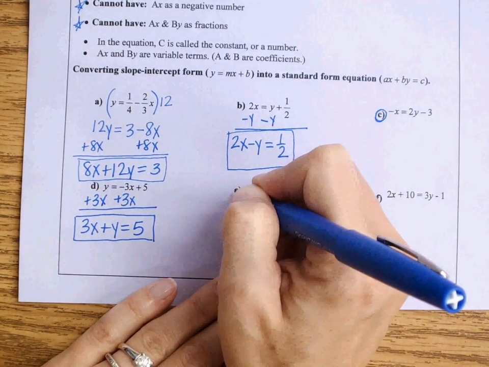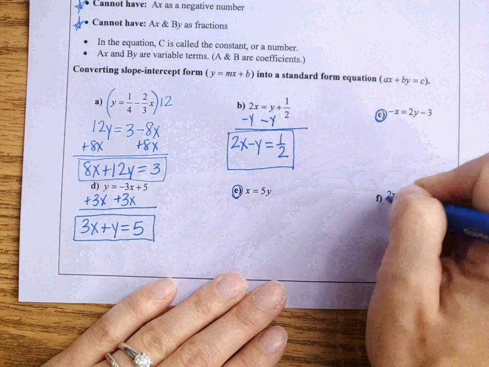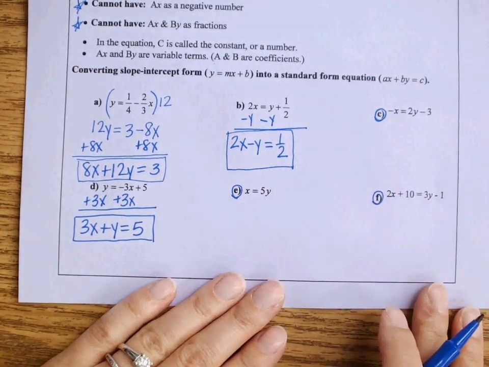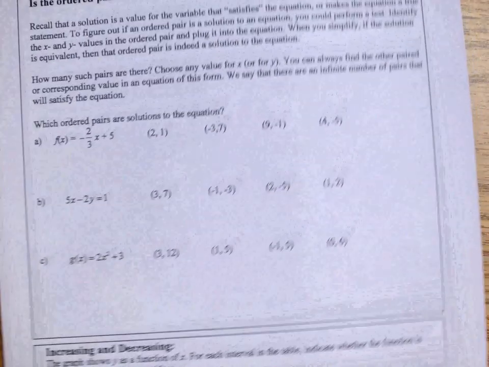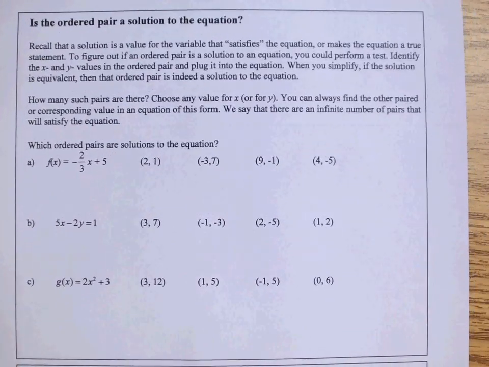I'm going to save E and F for the next time I see you in class as well. Okay, so let's go ahead and flip these over to the back. When I flip it over to the back, over here we are talking about something called: is an ordered pair a solution to the equation?